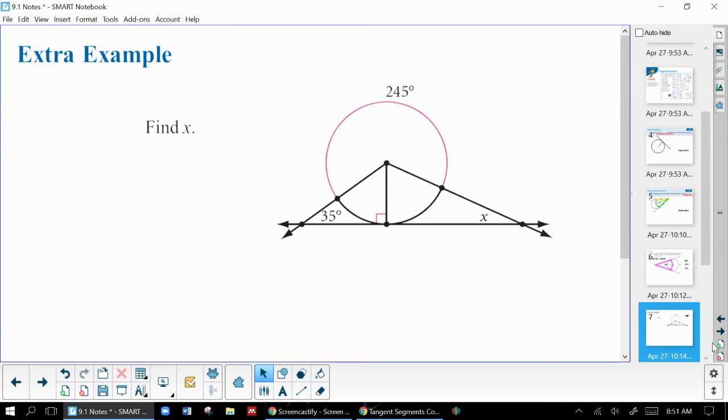Take a look at something like this. We're using some similar ideas here. We've got that major arc, kind of the pink one there, is 245 degrees. This 35 degrees is for this angle in the corner of the triangle, and we're trying to find x. Now, there's a couple of different ways you could do this. Most people so far have been going with using this triangle here. Let's undo that. I can make those better.